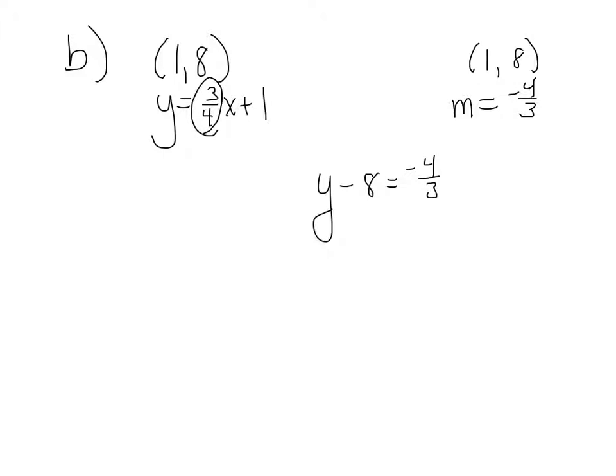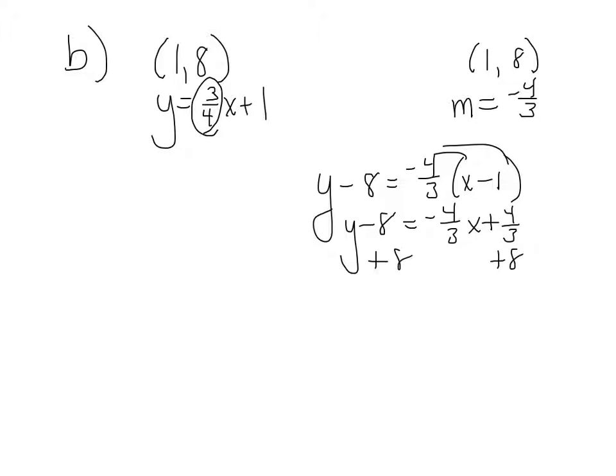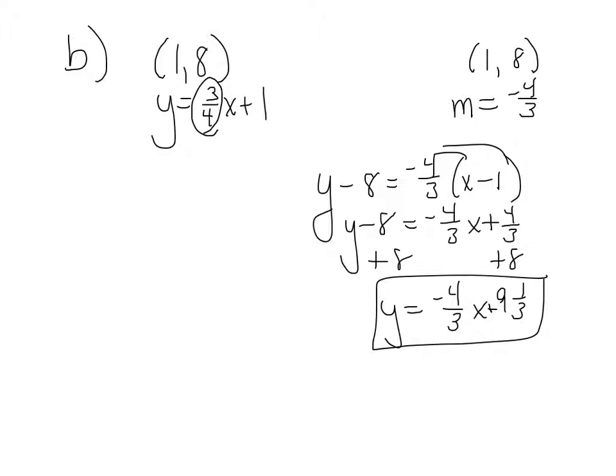We now use point slope form. I plug in all my information, and now I distribute. Y minus 8 equals negative 4/3 x plus 4/3. I add 8. Y equals negative 4/3 x, well, 1 1/3 plus 8 would be plus 9 1/3. So my equation would be y equals negative 4/3 x plus 9 1/3.